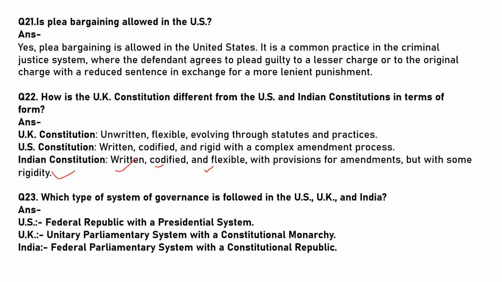Which type of system of governance is followed in the US, UK and India? In US, it is federal republic with a presidential system. In UK, it is a unitary parliamentary system with a constitutional monarchy. And in India, it is a federal parliamentary system with a constitutional republic.